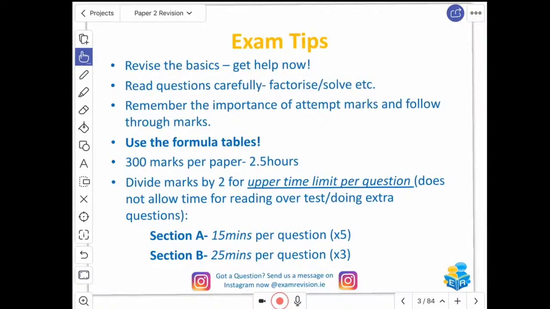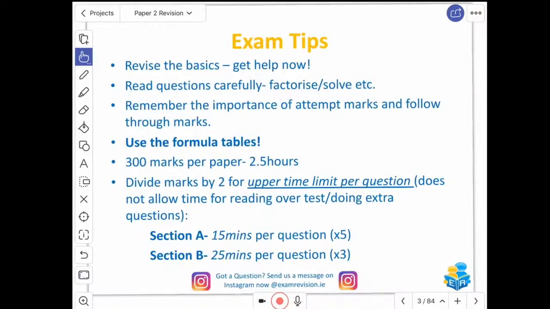I don't think there is one paper over the other where attempt marks are more easily gotten. But what I would say about paper 2 is I sometimes find when I'm correcting work for paper 2 topics that there are easier attempt marks to be earned in certain ways, because we have, and it brings me on to the next point, our formula tables, which are more in use in paper 2.